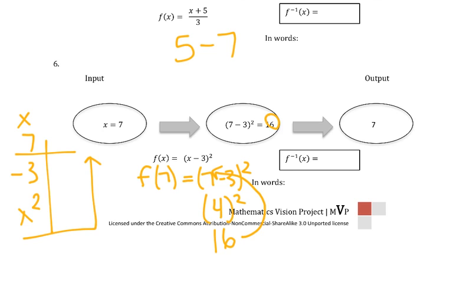So the opposite of squaring is square rooting. Opposite of minusing 3 is adding 3, and we do it in reverse order. So I take the square root of 16, which would give me 4, then I add 3, which would give me 7. So square root of x for our inverse, plus 3. And that should have looked like that. All right.